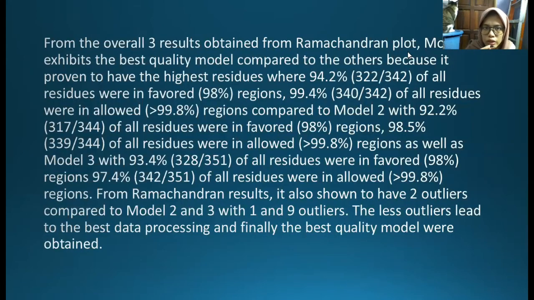For the overall result obtained from the Ramachandran plot, model 1 exhibits the best quality model compared to the others because it has the highest residues, where 94.2% of all residues are in the favoured 98% region, and 99.4% of all residues are in the allowed 99.8% region compared to model 2 and model 3. The Ramachandran result also shows two outliers compared to model 2 and 3 with 1 and 9 outliers. Fewer outliers lead to the best data processing and finally the best quality model.